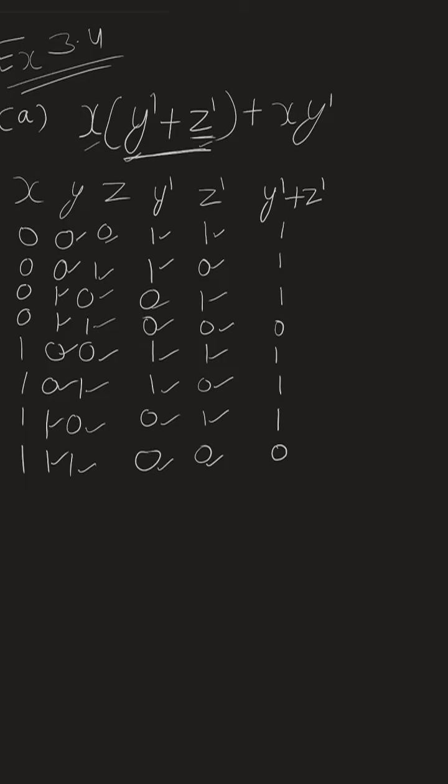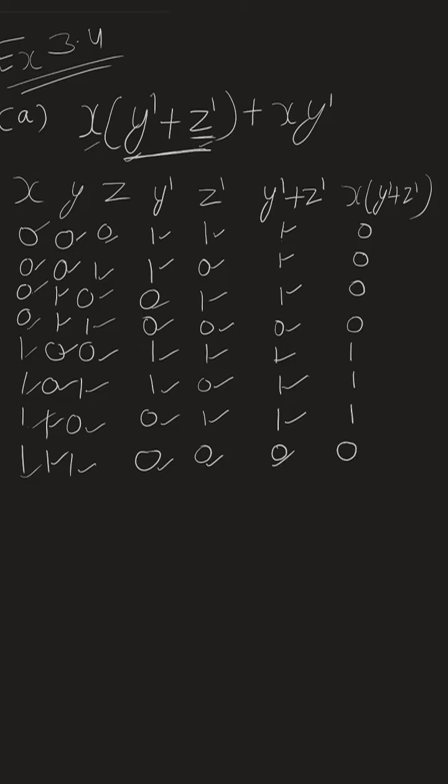Okay. Now x bracket, so multiply. So you can multiply here x with the bracket y complement plus z complement. So here x is 0 and here is y complement plus z complement. So you can multiply: 0 times 1 is 0, and the first four rows are all 0. Then 1 times 1 is 1, 1 times 1 is 1, 1 times 1 is 1, and 1 times 0 is 0.